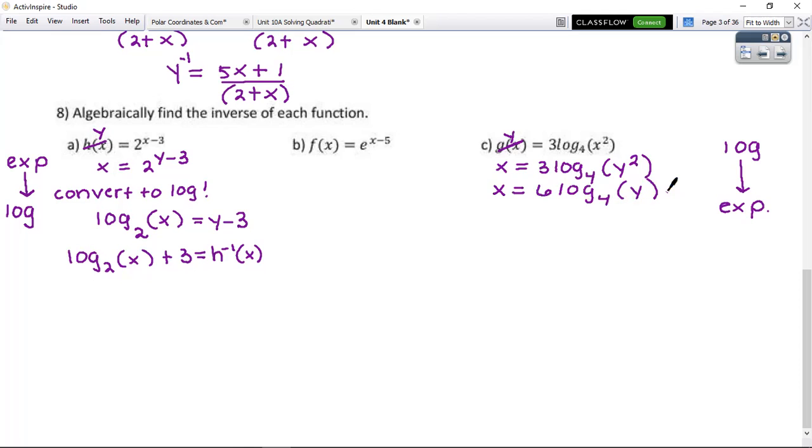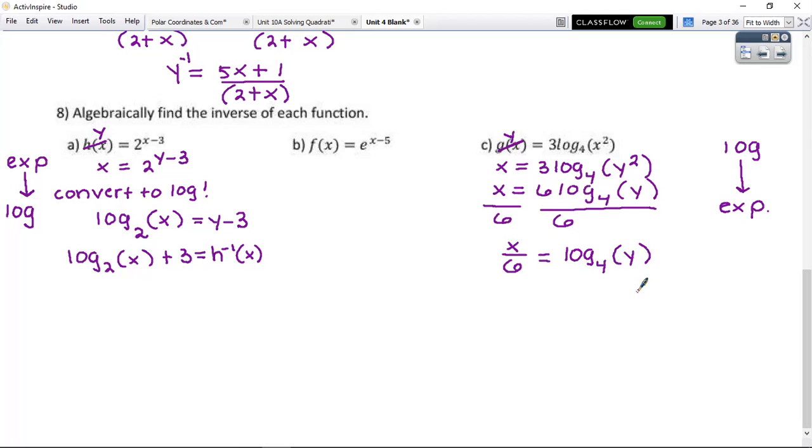I want to get the y by itself. So I could divide by 6. It doesn't simplify, but that's okay. At least it gets it out of the way. So I'm going to divide by 6. Okay, I get x divided by 6 is equal to the log base 4 of y.